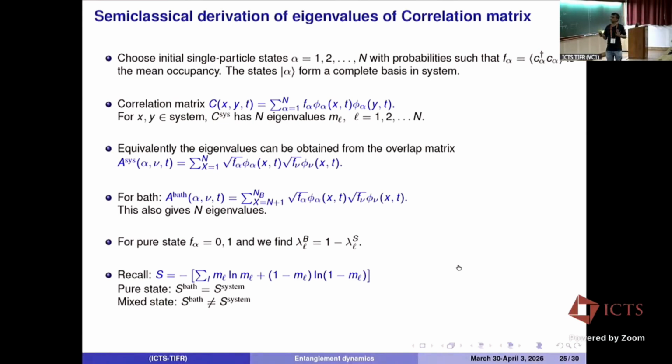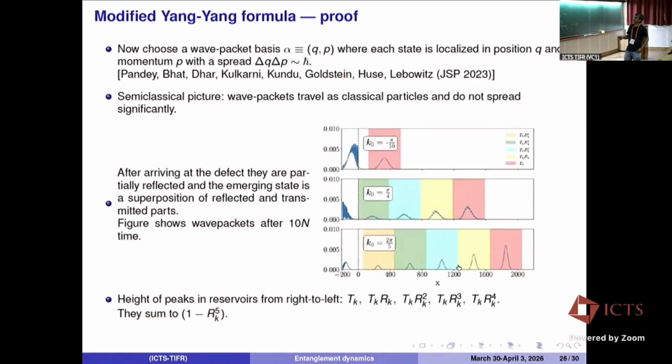The main idea is that we'll choose a very special basis, which is the wave packet basis. I can either choose plane waves, which is the momentum basis, or position eigenstates. But if I choose a basis where every particle is localized in some small cell in phase space, then in that basis the dynamics becomes very simple. If you form these wave packets, the wave packets can be in different places in phase space, right?